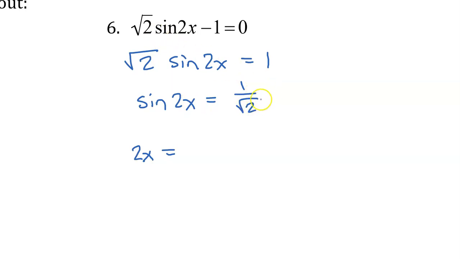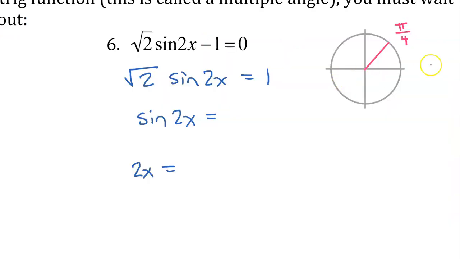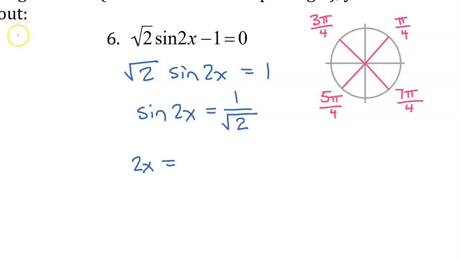By the way, 1 over radical 2 is the same thing as radical 2 over 2. We know that the sine of pi over 4 is equal to 1 over radical 2, or radical 2 over 2. So that tells us that pi over 4 is the reference angle. So here is the reference angle of pi over 4, but every quadrant has an angle with a reference angle of pi over 4.